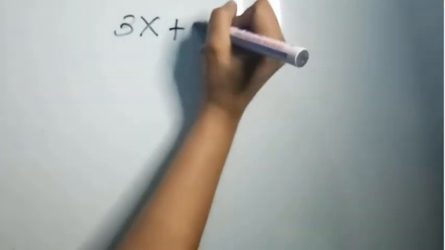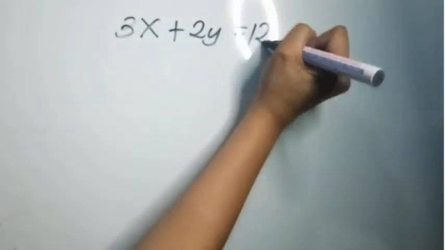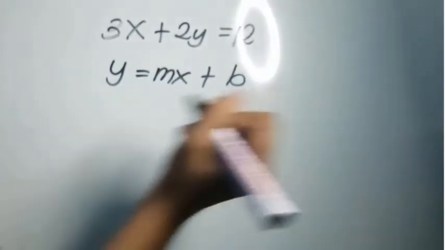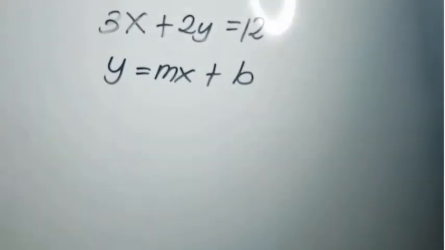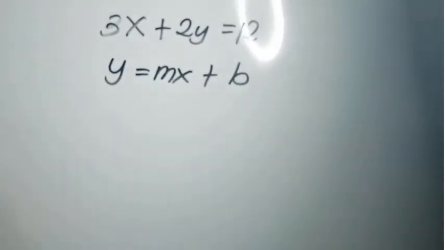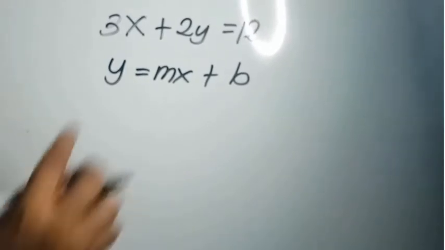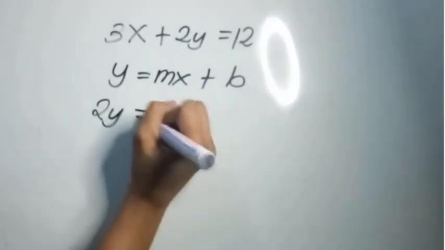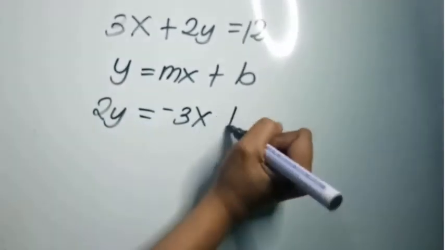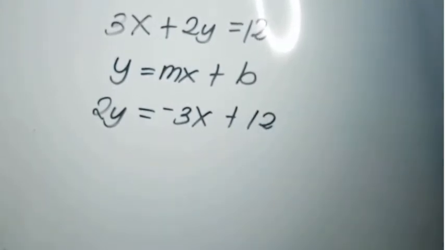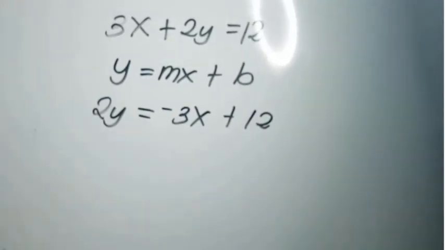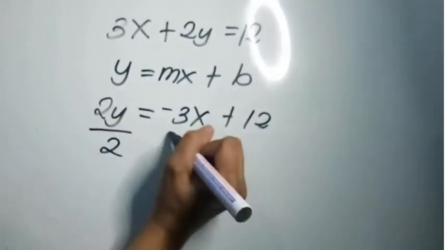Example number 1, rewrite 3x plus 2y is equal to 12 in the form of y is equal to mx plus b. So we're going to transpose the term which has the x variable. So we have positive 3x that will be transposed to the right side. So it becomes 2y equals negative 3x plus 12. Then divide both sides by positive 2 to have a coefficient of y equal to 1. So divide both sides by 2.